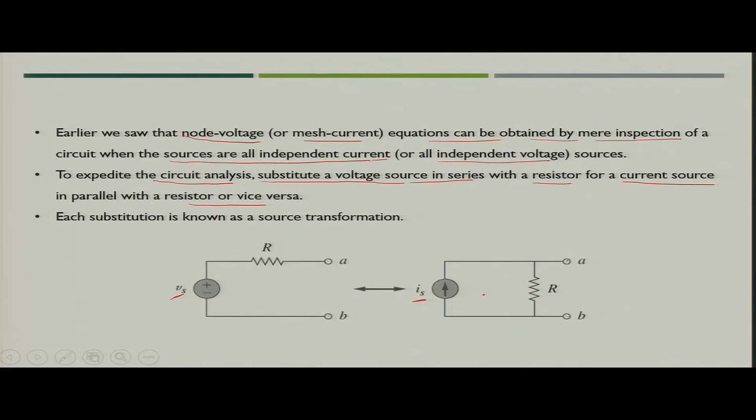In this particular technique, we will try to understand, when we do the source transformation, how the value of the various sources changes. If it is from voltage source to current source, then we have to find the value of the current source, and if it is from current to voltage, then we have to find the equivalent value of the voltage source, and then what would be the value of the resistances connected in series or parallel.